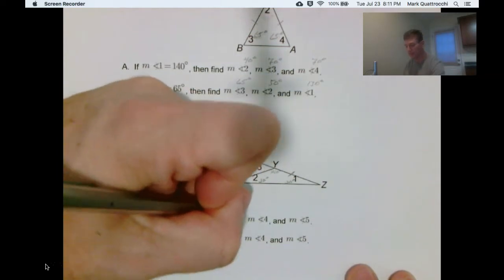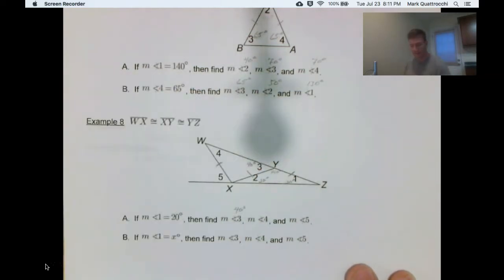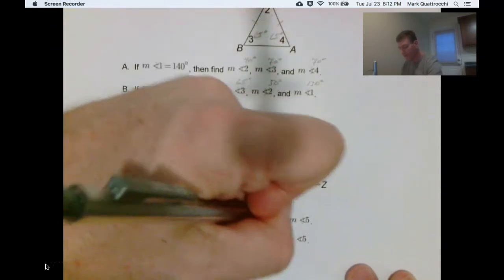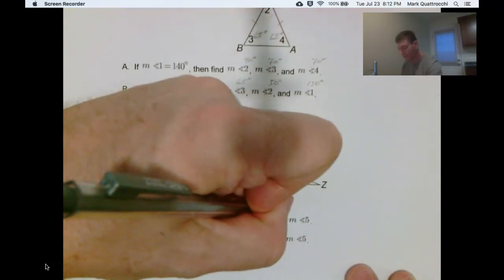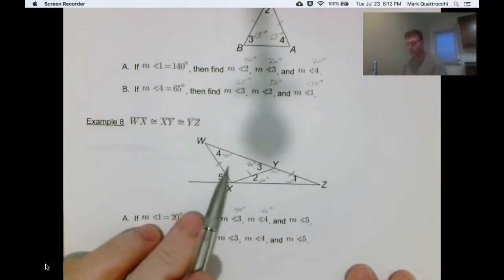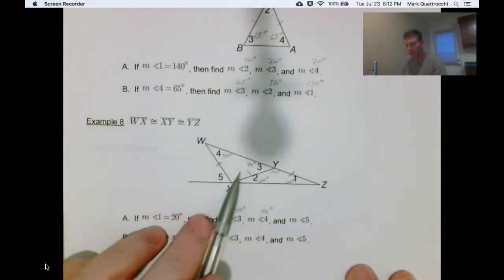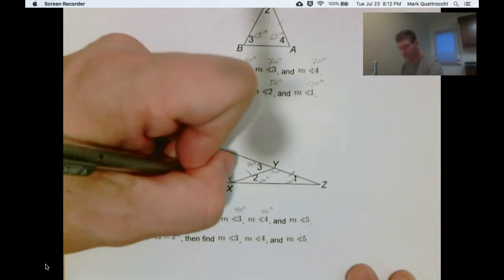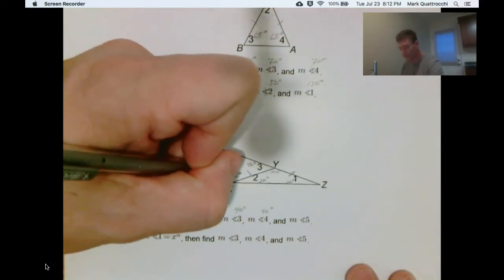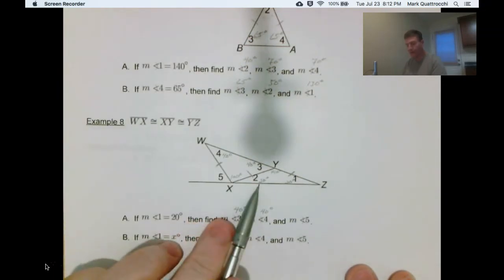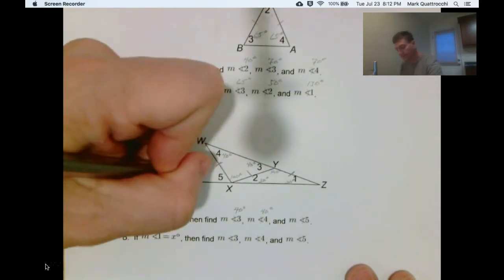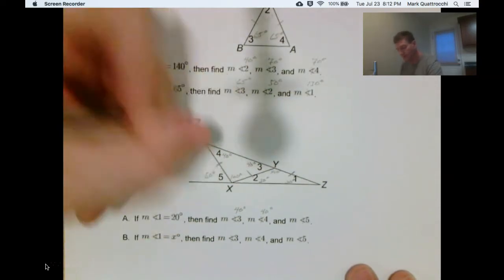There's angle 3. Angle 4 is the same as angle 3, 40 degrees. 40 plus 40 is 80. That makes this 100 degrees. 100 plus 20 is 120, and that makes angle 5 60 degrees.